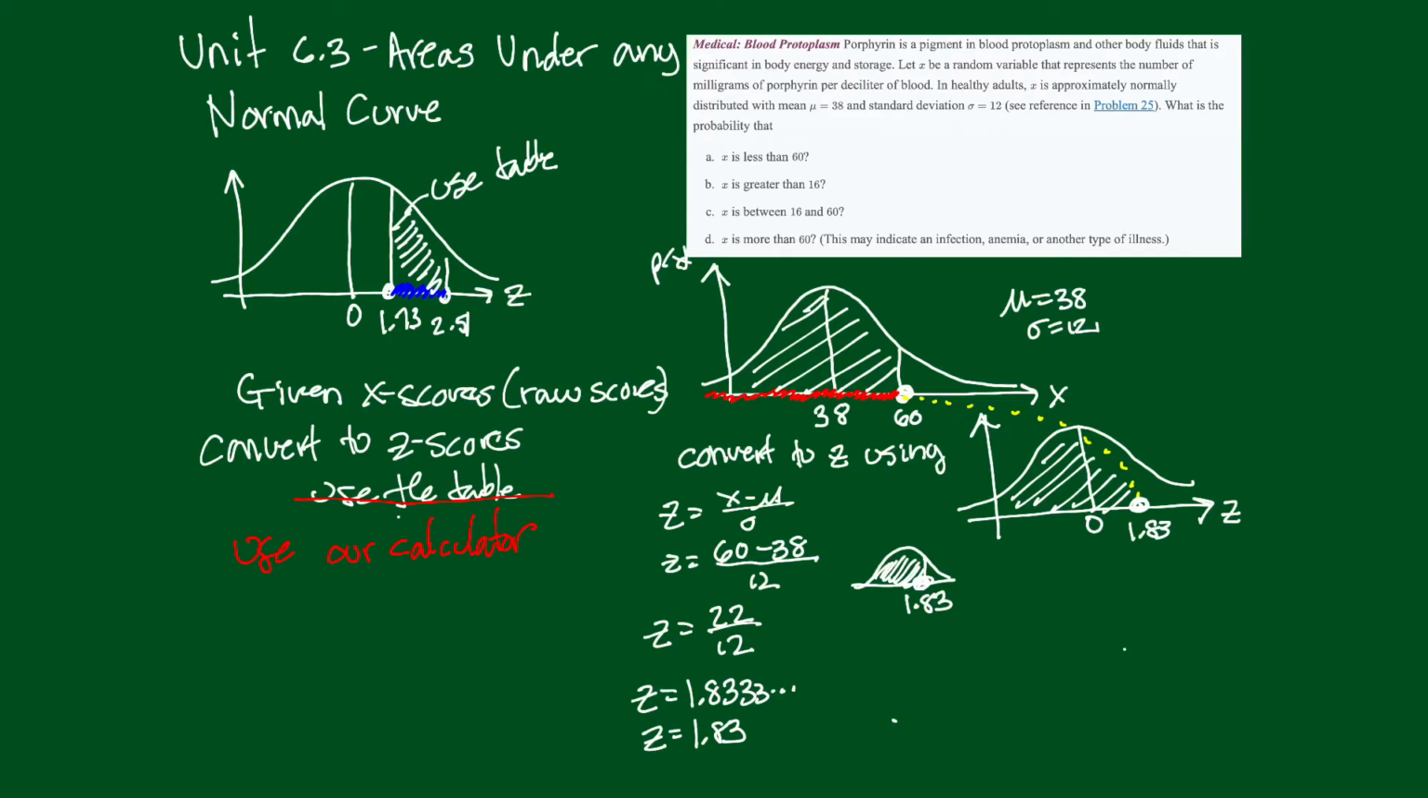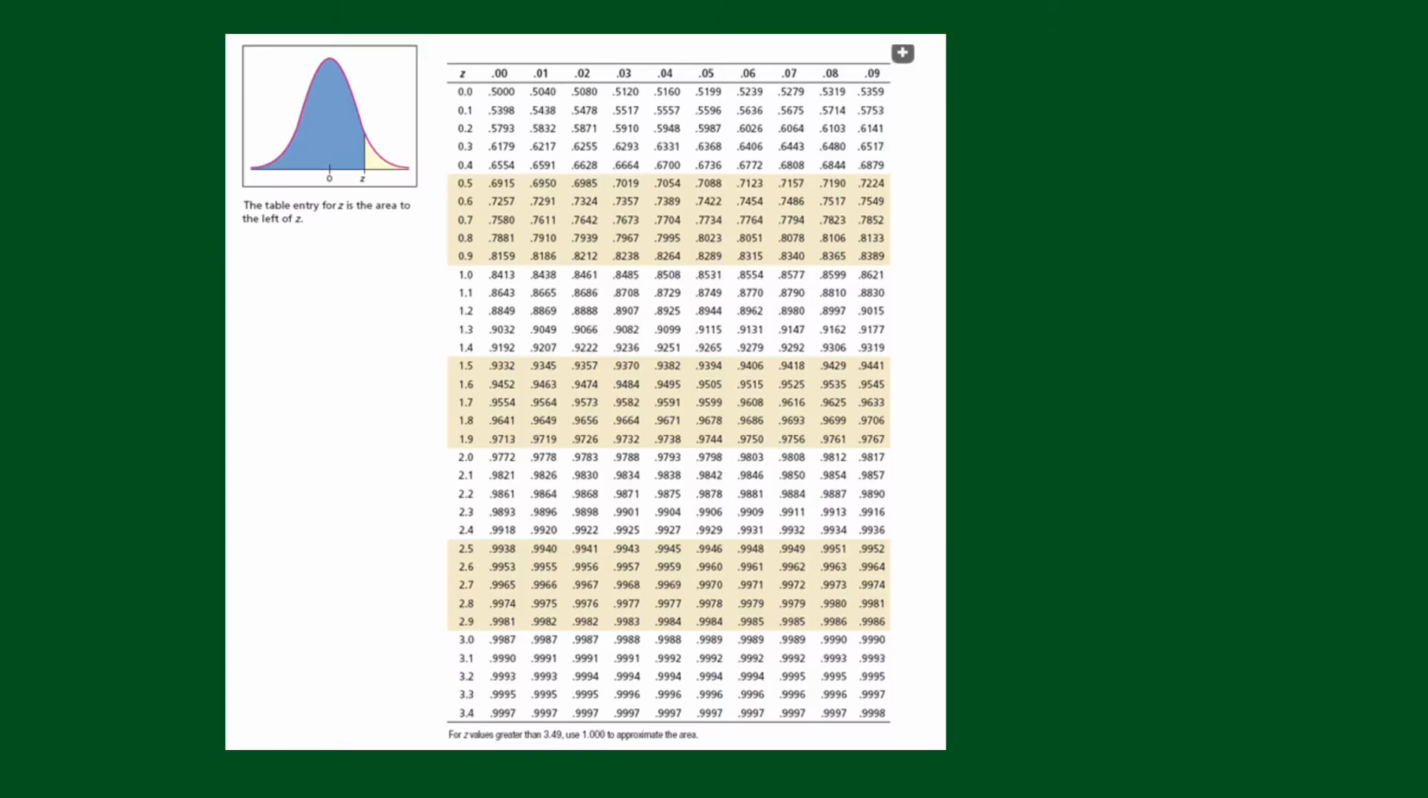Now, just for a minute, I'm going to switch to that table. Here's the table. So I'm going to look up 1.8. All right, so follow it down. There's 1.8. Over to the 3, right? 1.8, and then the second decimal is across the top.